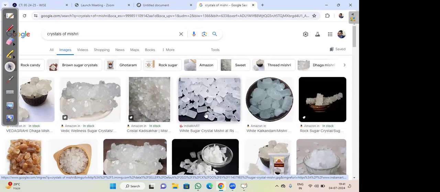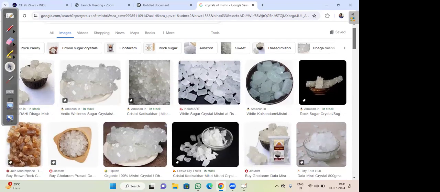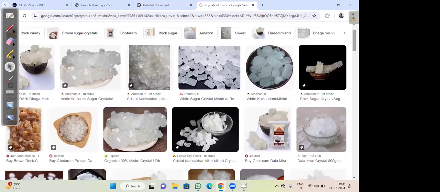Can I say that the shape of all of them is the same? No, sir. They have irregularities. They are different.